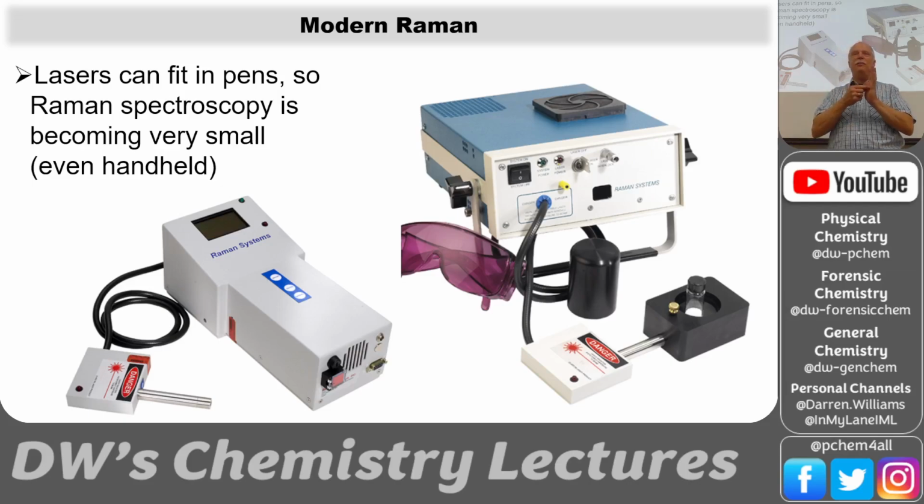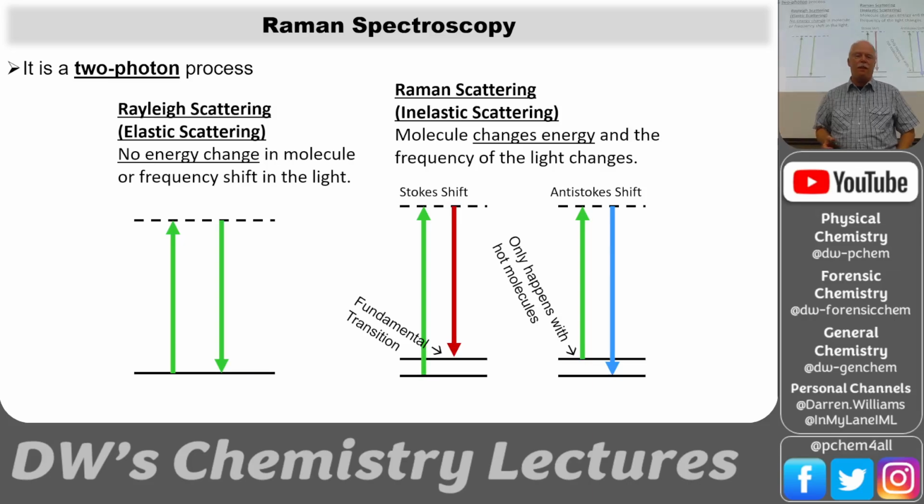Okay. It can go through packaging. So if you've got a blister pack of some pills, I can shoot the Raman visible light through a clear pack and see what pill that is, see if it's counterfeit or not. Okay. So again, this 2-photon process is the Raman scattering process.